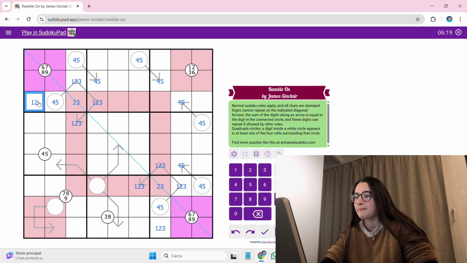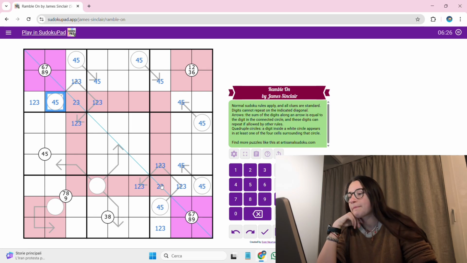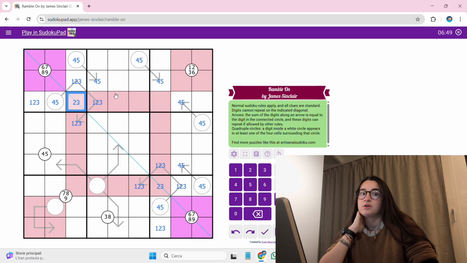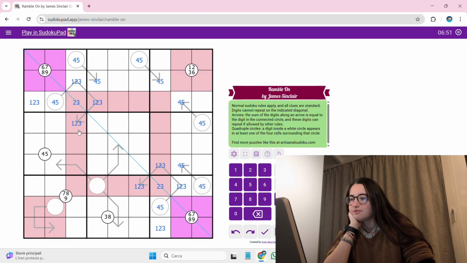Okay. And then again, this must be 1, 2, 3 again, I think. But they have to be different, right? They have to be different, don't they? Because we need 2, 3 to be different here. So if this is a 2, this is a 3, and vice versa. So I think they have to be different here. I don't know.